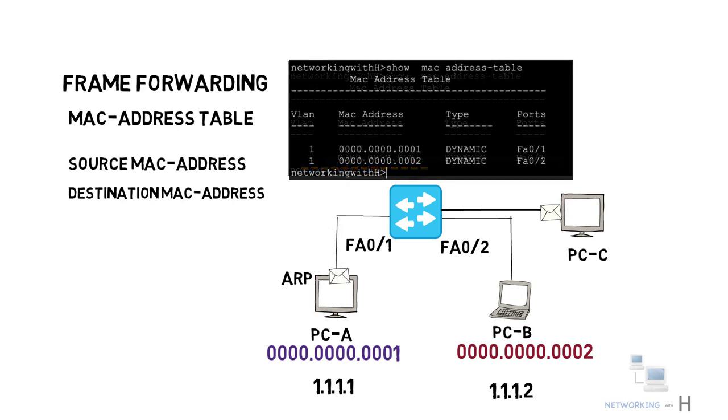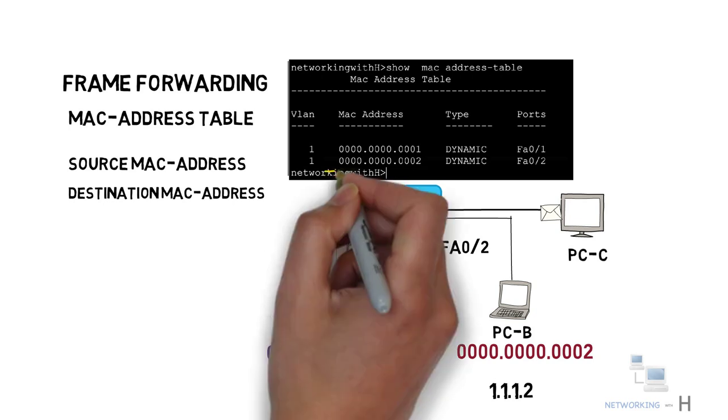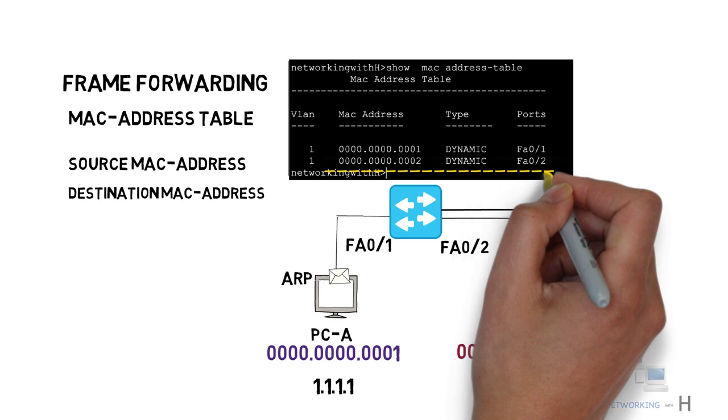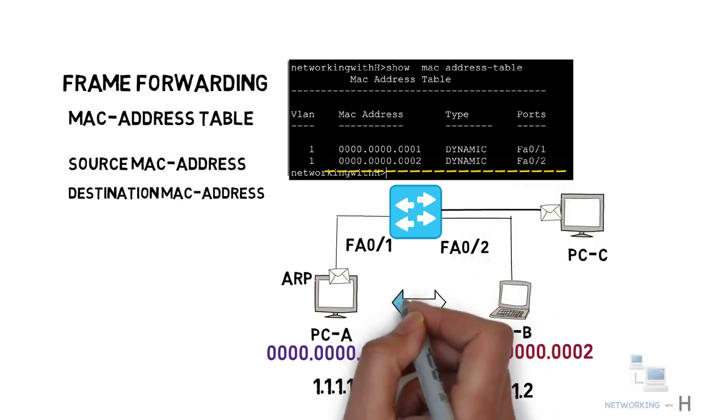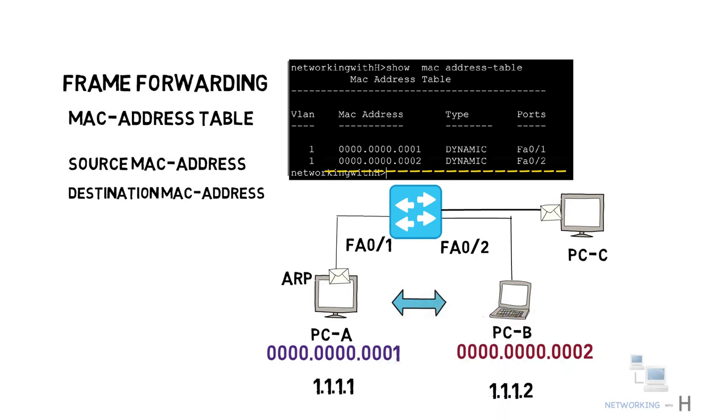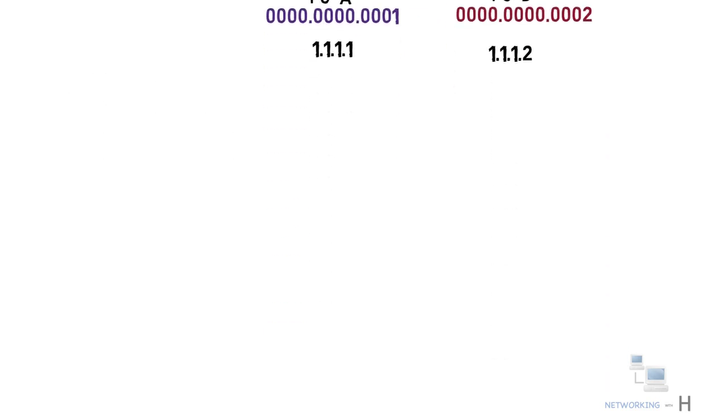The switch enters the source MAC address of PC B and the port number of the ingress port in the address table. The destination address of the frame and its associated port are now found in the MAC address table. The switch can now forward the frame between the source and the destination devices without flooding because it has entries in the table that identify the associated ports.